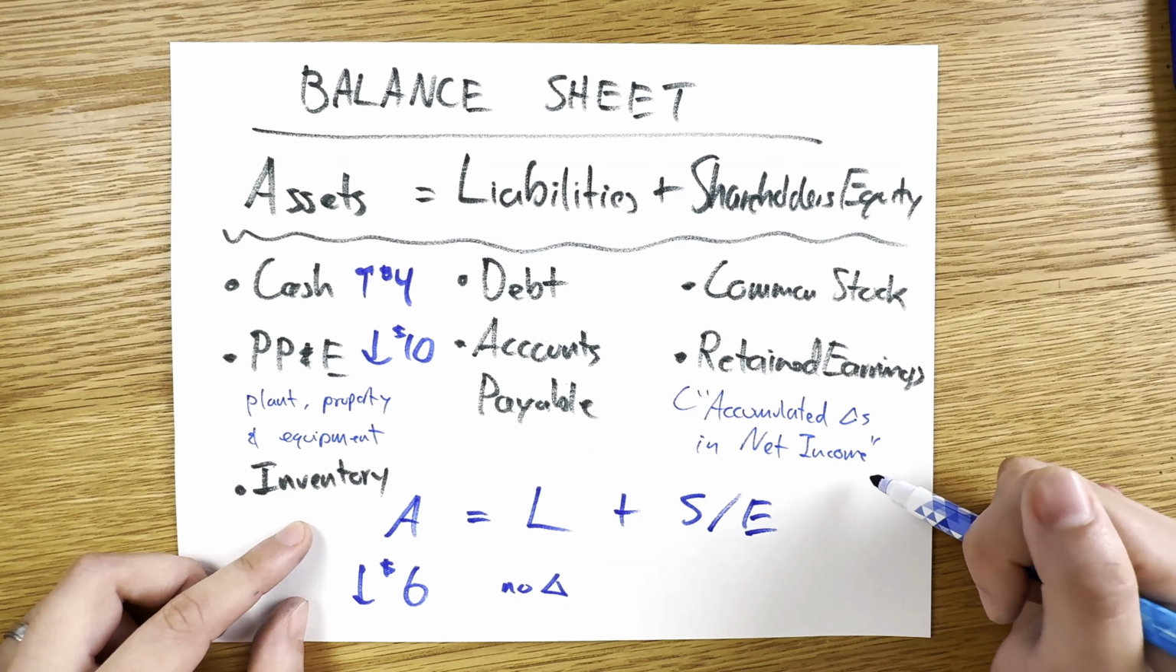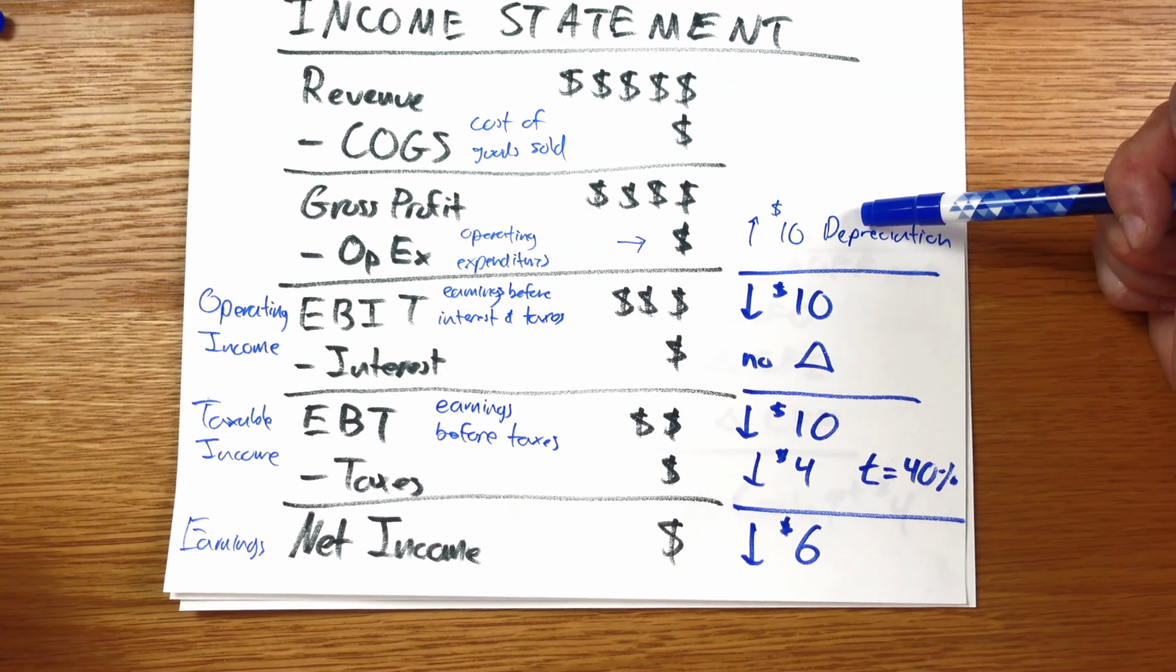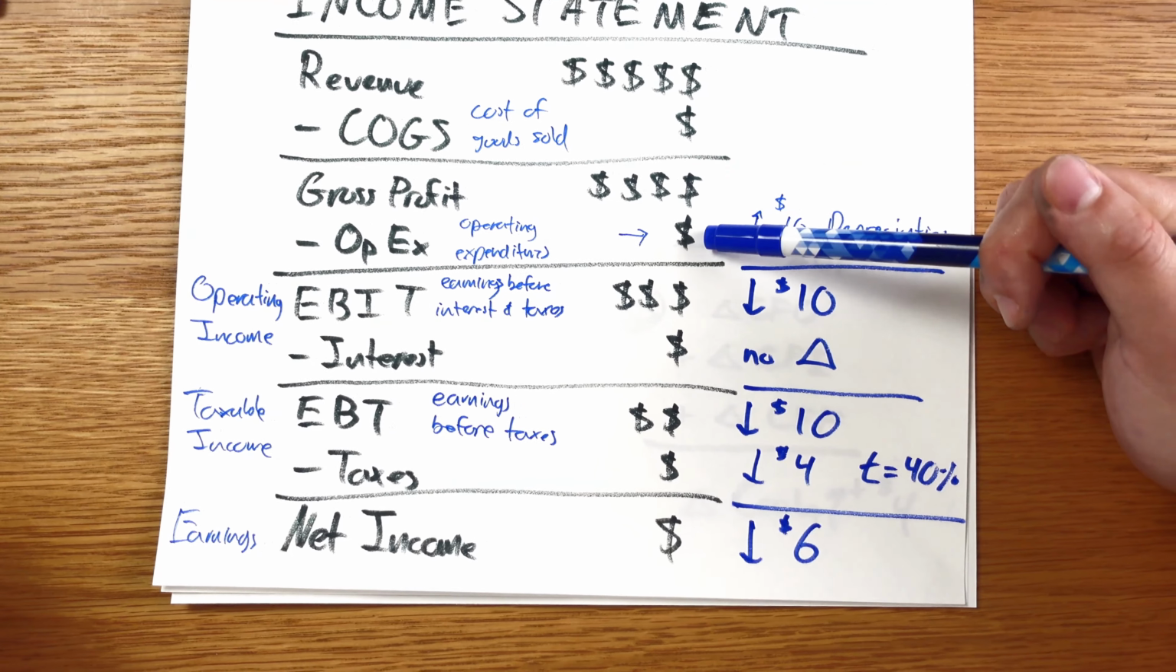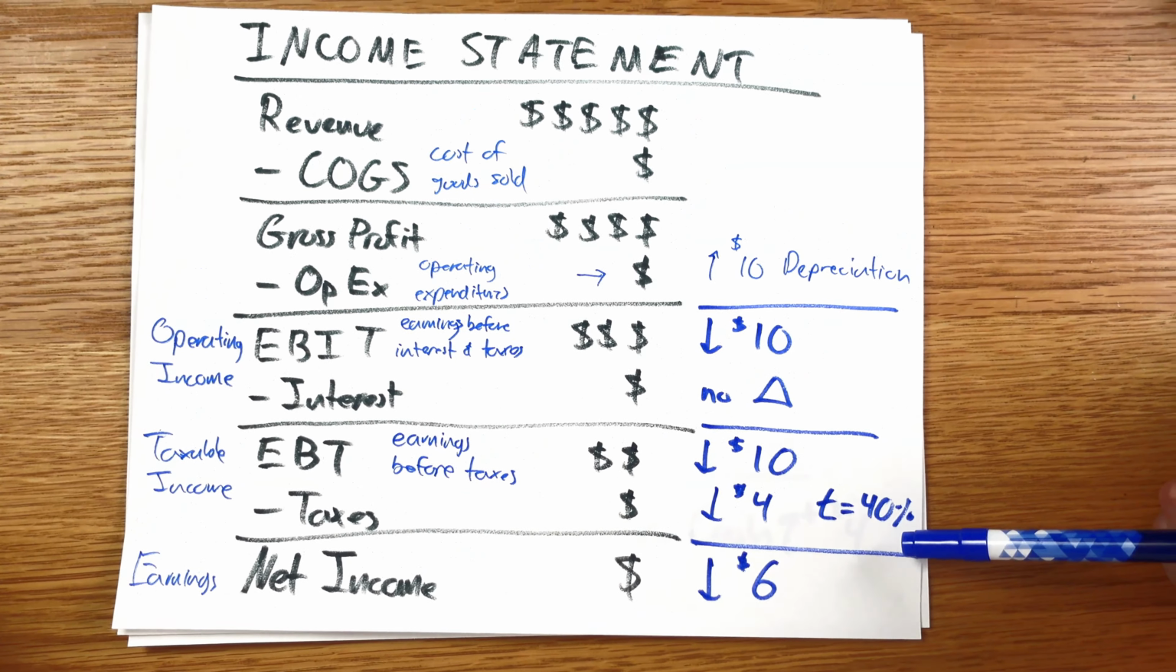Okay, so let's recap everything we learned today. Depreciation is the reduction in the value of an asset, specifically of a capital expenditure over time. And on the income statement, if there's a $10 increase in depreciation, it's going to show up as an operating expense, and it's going to lower our taxable income by $10. And if we have a tax rate of 40%, we're going to pay $4 less in taxes, and our net income is only going to be down by $6.